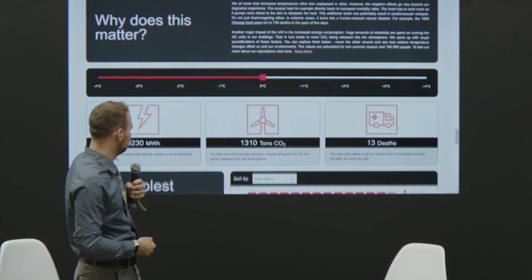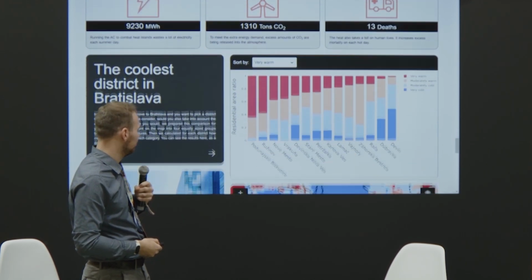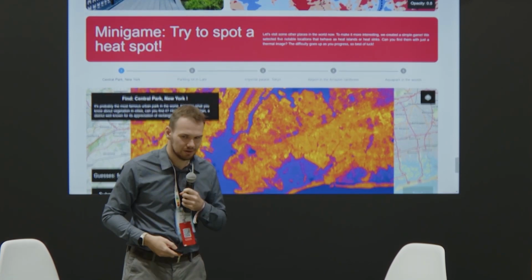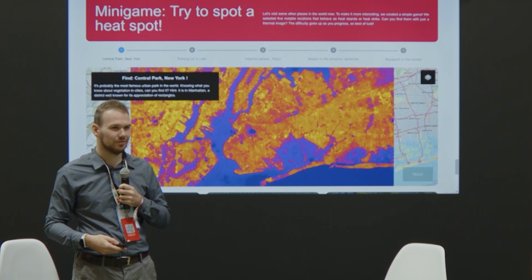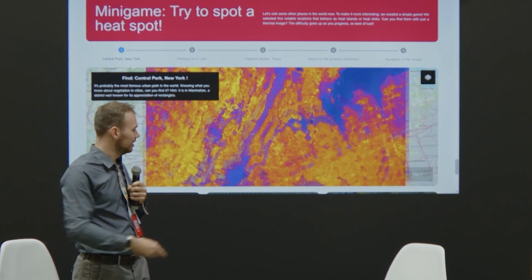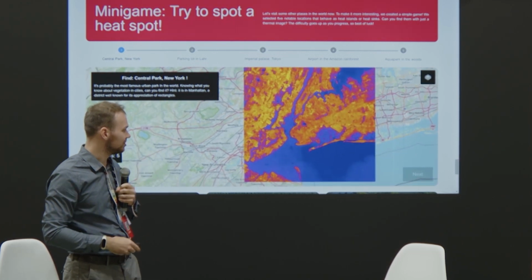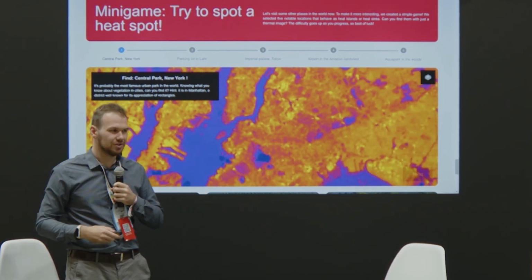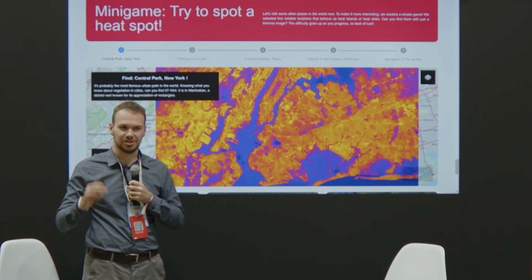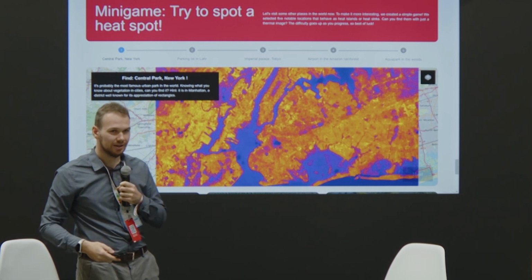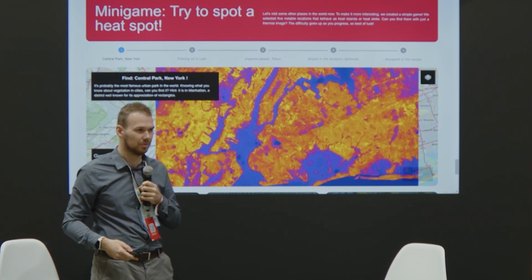All right. The final thing I would like to highlight, I'm not going to go into it, we have this mini game there, so you can visit our website and play it for yourself. We selected some locations and collected their heat profiles. So this is a satellite image of heat in New York, for example, and your goal is to identify locations only based on the heat profile. So in this case, you are trying to find Central Park based on the heat profile.